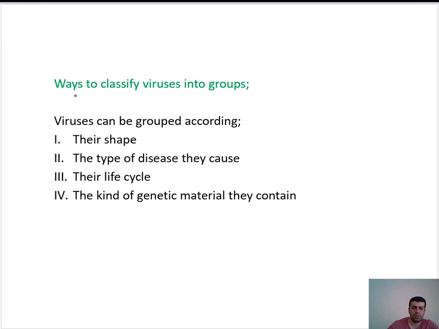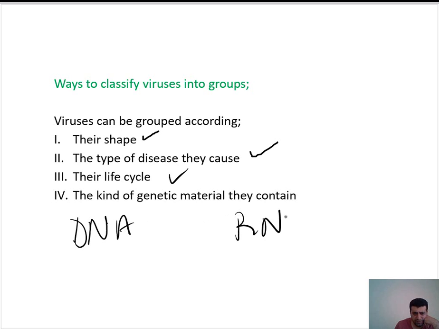Ways to classify viruses into groups. Viruses can be grouped according to their shape, the type of disease they cause, their life cycle, as you see here, and the kind of genetic material they have. Their genetic material, DNA or RNA. Some viruses contain only DNA. Some viruses contain only RNA.